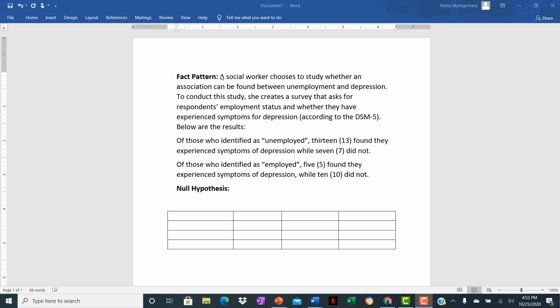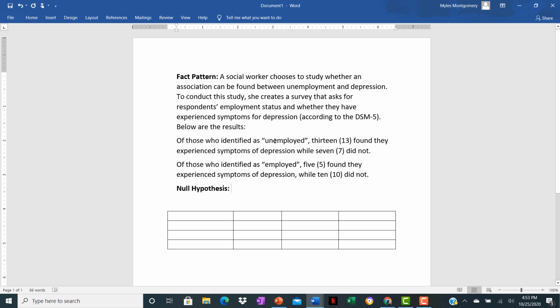So let's go straight into our fact pattern. A social worker chooses to study whether an association can be found between unemployment and depression. To conduct this study, she creates a survey that asks for respondents' employment status and whether they have experienced symptoms of depression. In this case, depression is defined by the DSM-5. Here are the results.